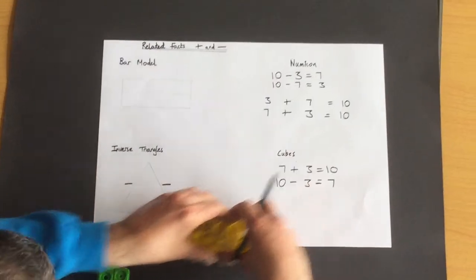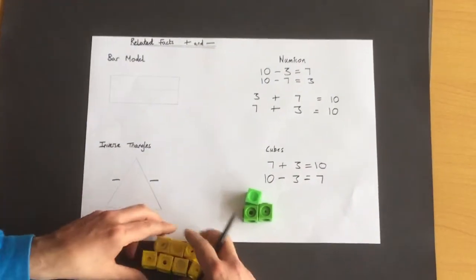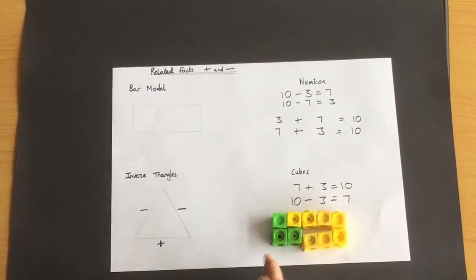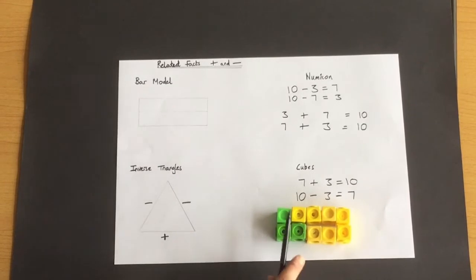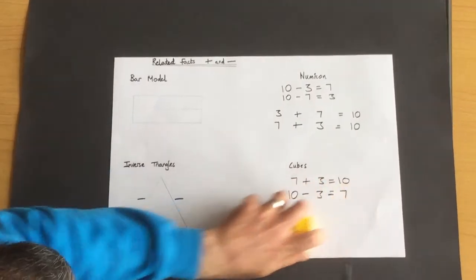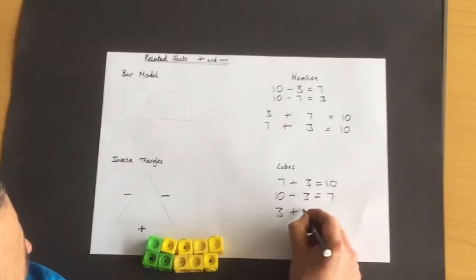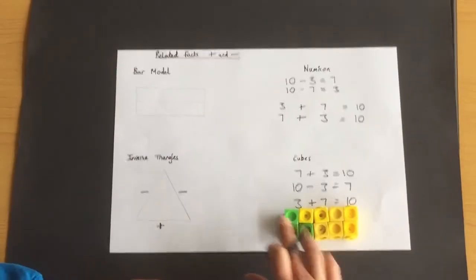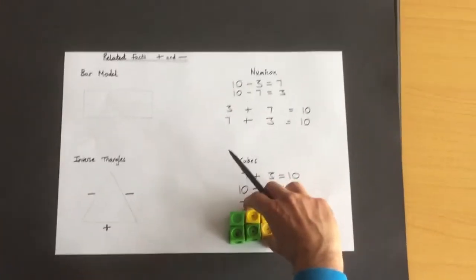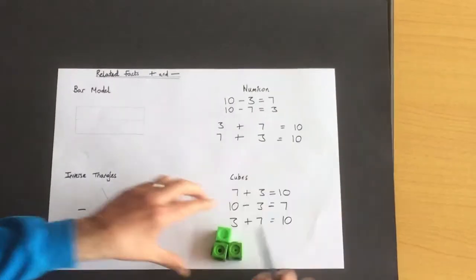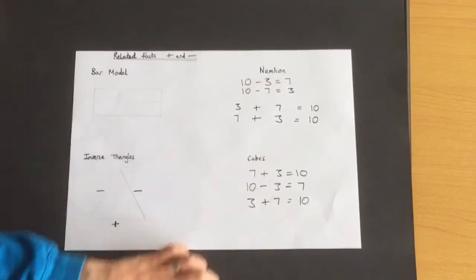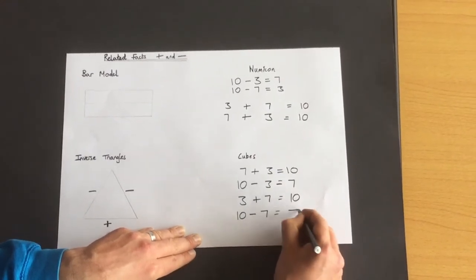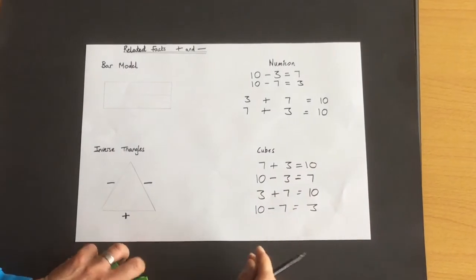Now if I put my 3 cubes there to start with, and then put my 7 in with it, so my 7 there. So 3 and 7 makes 2, 4, 6, 8, 10. So let's just write that. 3 add 7 equals 10. And then if I just show that subtraction, so I've got my 10 there. Then if I take 7 away, so if I take my yellow ones away, I'm left with my 3 green ones. So we'll just make that one written there. So 10 take away 7 equals 3. So you can see the 4 calculations there.